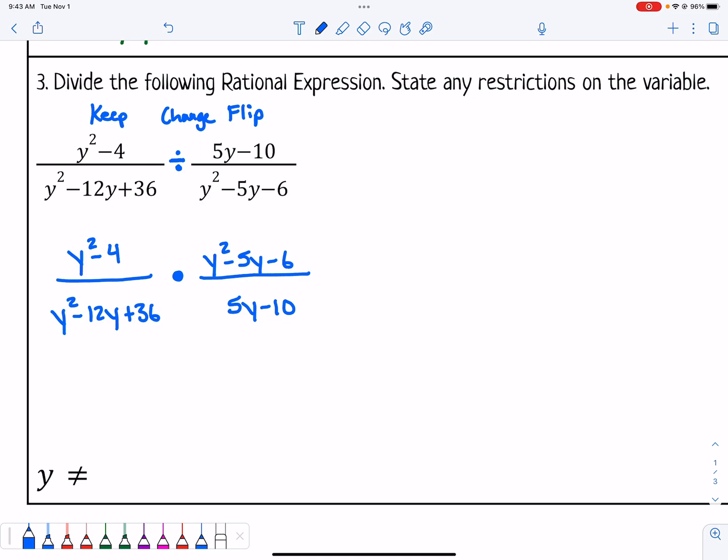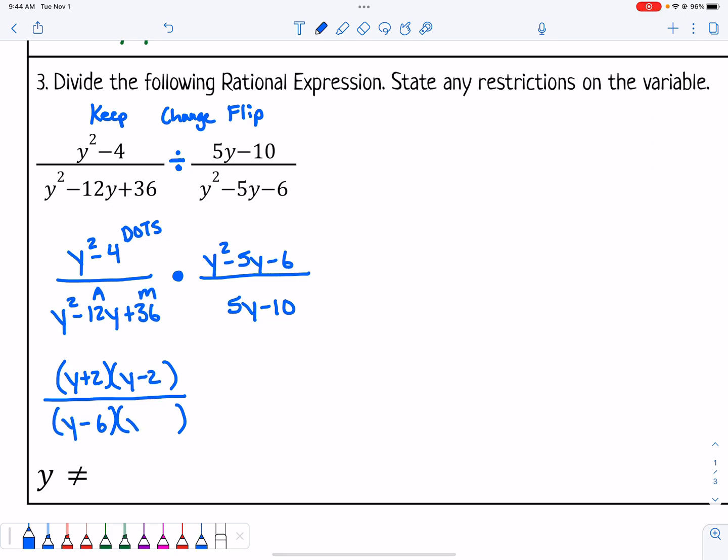So now we can continue this problem as if it's just a multiplying problem and factor everything out just like we did on the last one. So y squared minus 4 is a difference of 2 squares. So I'm going to factor that into y plus 2, y minus 2. In the denominator, I have a simple trinomial, so I've got to multiply to get 36 and add up to negative 12. So that would be y minus 6, y minus 6.